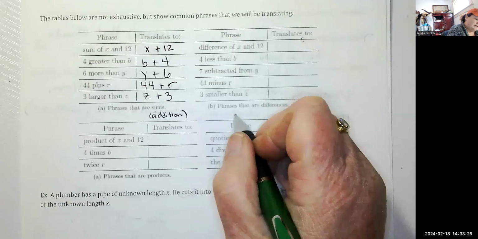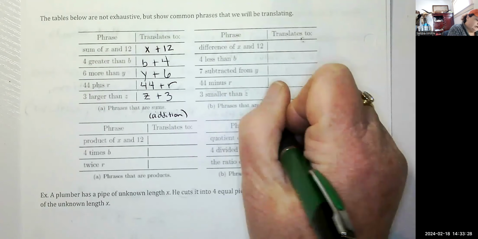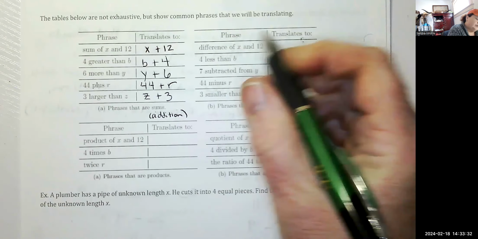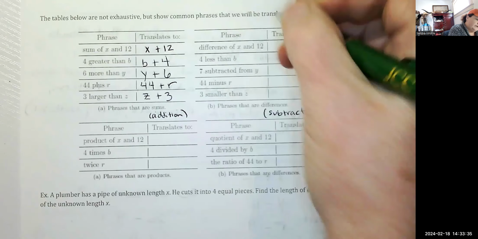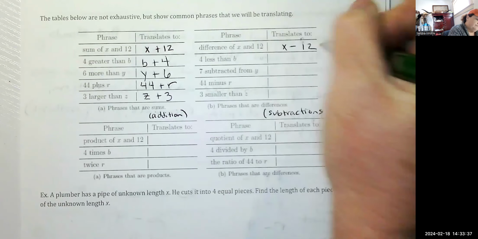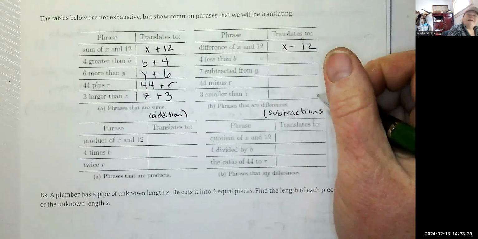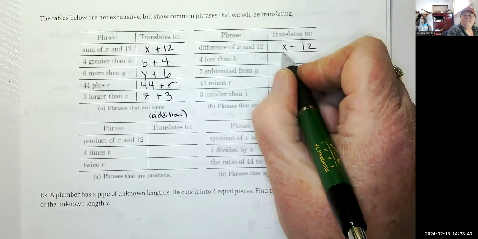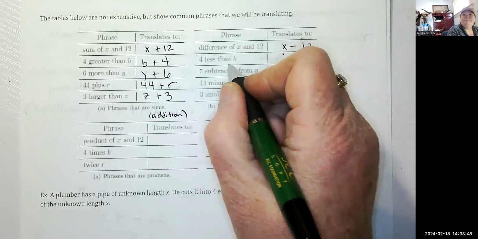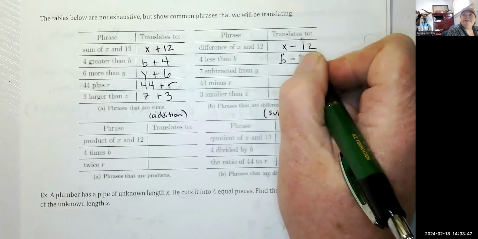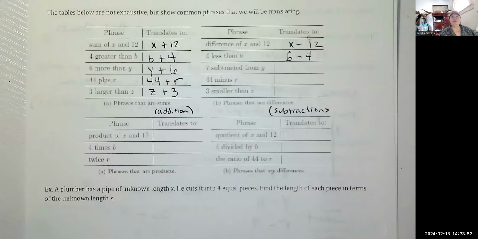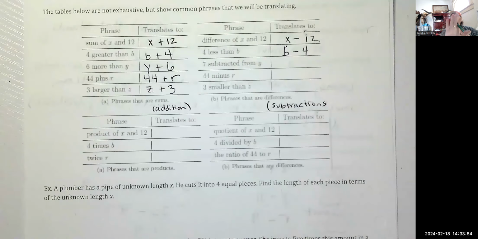The next ones are phrases that are differences. Differences are subtractions. So the difference of X and 12 is X minus 12. It's not 12 minus X. The X comes first, so the X comes first here as well. 4 less than B would be B minus 4. Even though the 4 is coming up first, whenever I think of than, I have to flip it and move it to the other side.